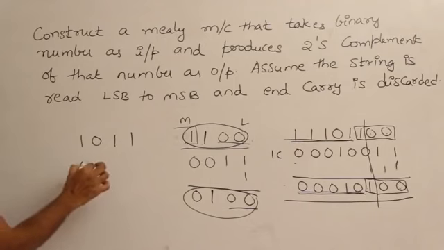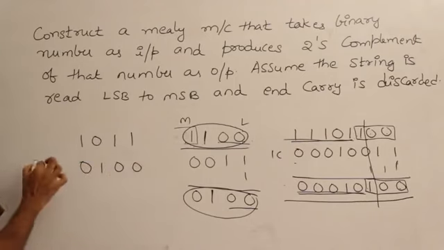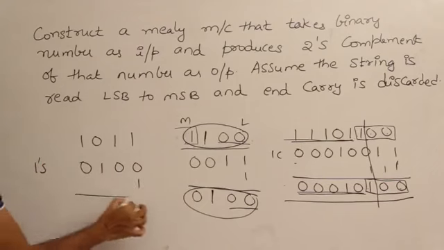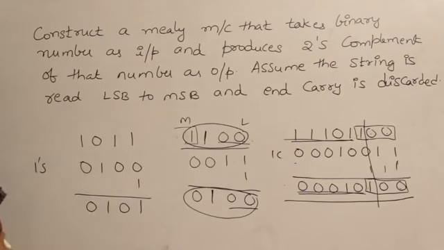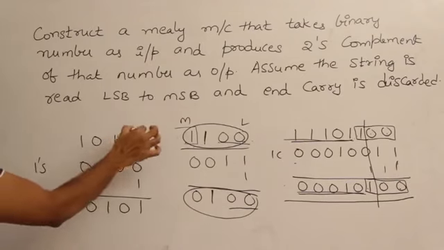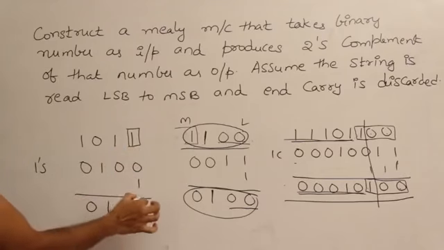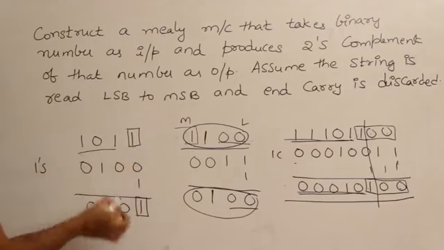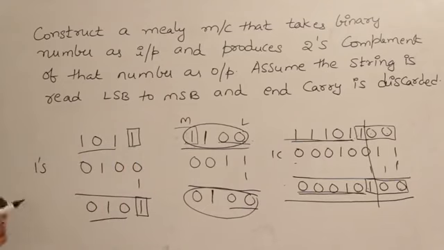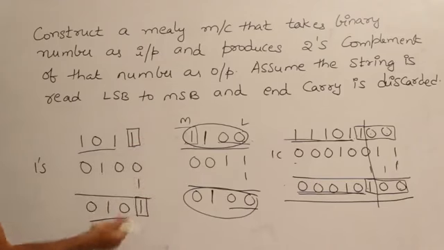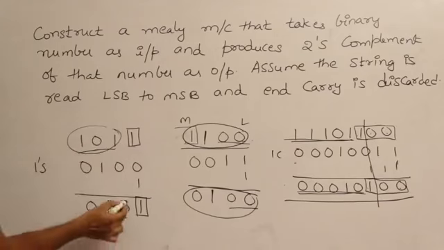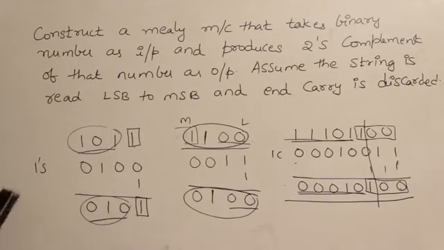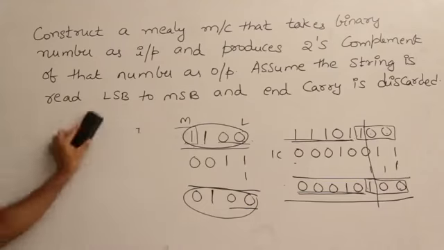So 0 1 0 0 is the 1's complement, and the 2's complement is 1 0 1 0. So what happened is, whenever I see the first one, that first one remains as it is, and after that everything is complemented, right? So we don't care what happens after the first one. If there are zeros, they are left as they are, the first one is left as it is, and whatever is remaining on the left of it will be ones complemented.